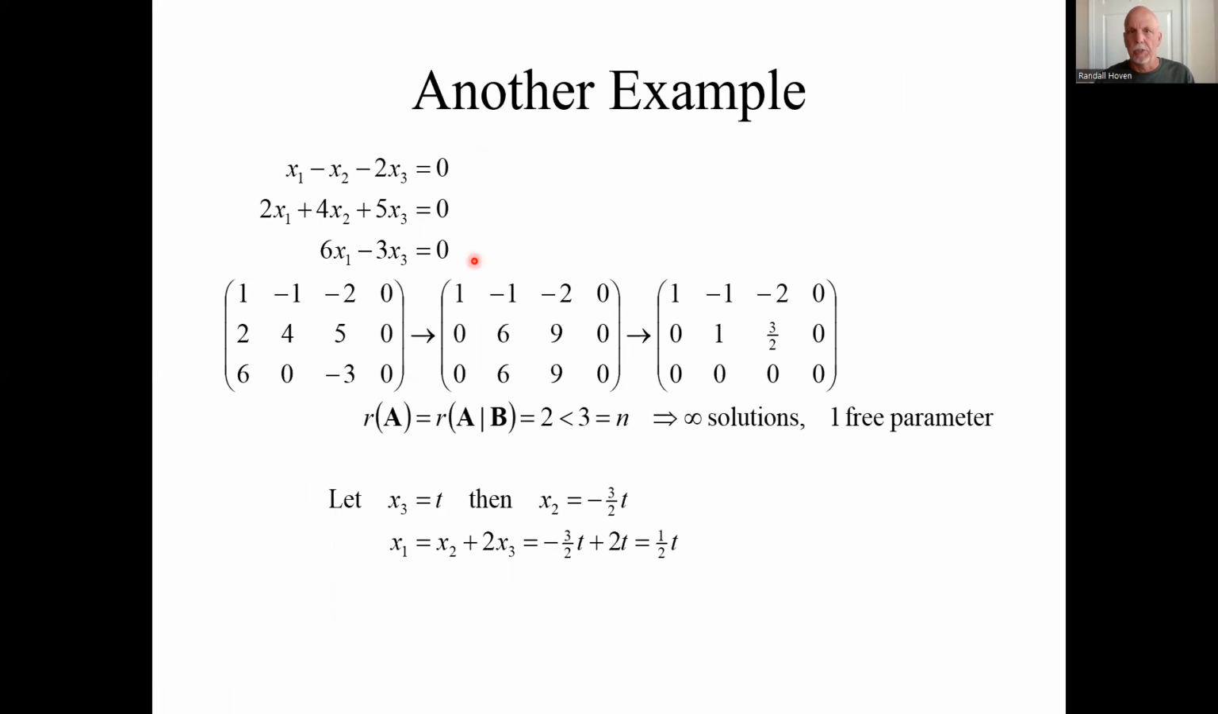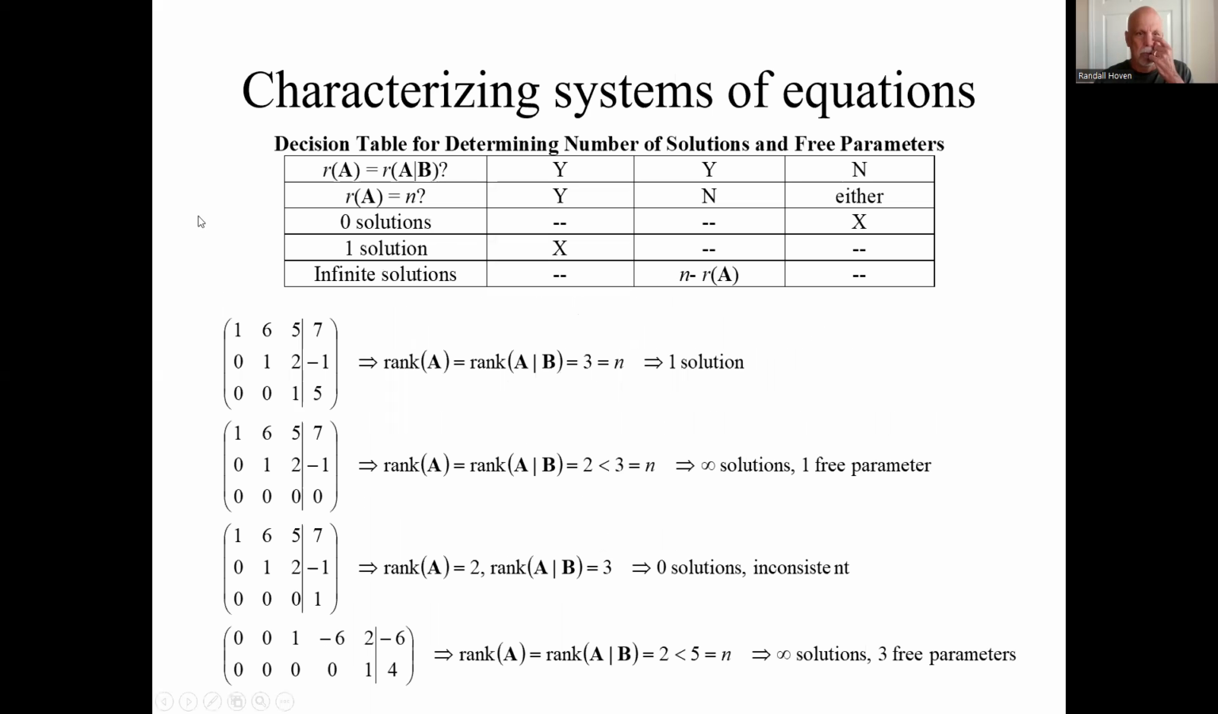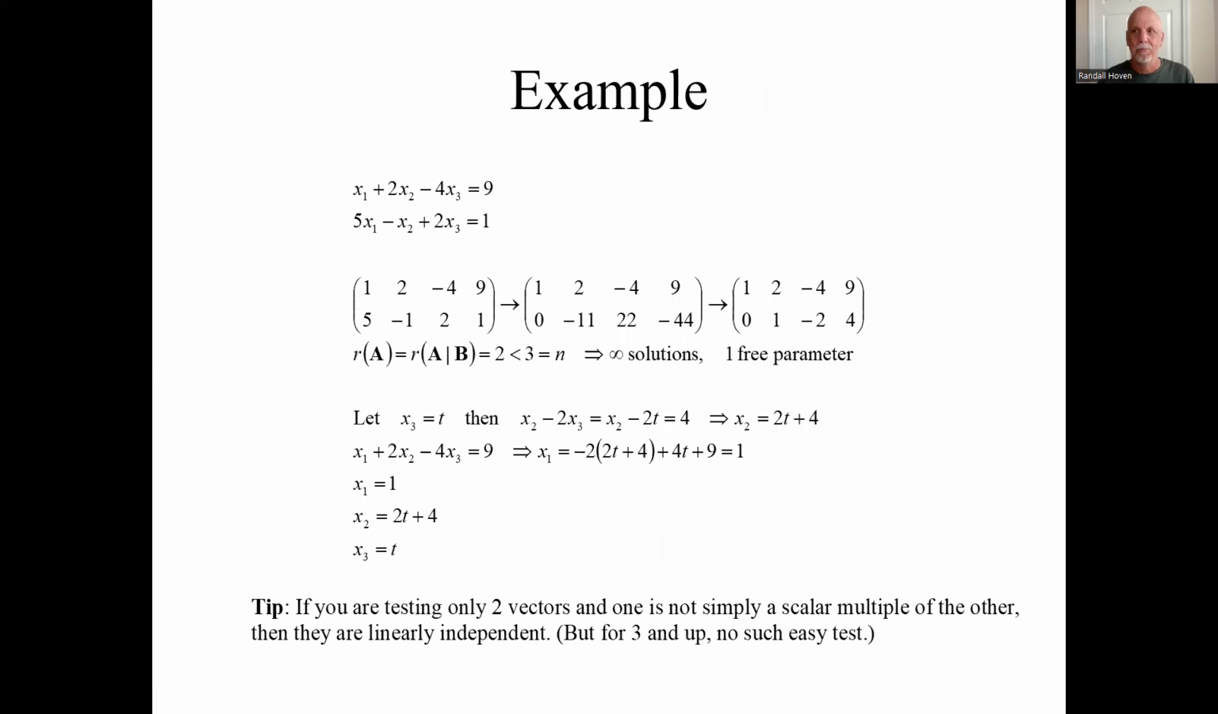So here's our given system. Ooh, this guy's homogeneous. By the way, if you go through that decision matrix, think about it. If it's a homogeneous system, this right column is always going to be all zeros. So the rank of A will always equal rank of AB. You either have exactly one solution or an infinite number of solutions. And if it's exactly one, it's the 0 solution, all zeros.